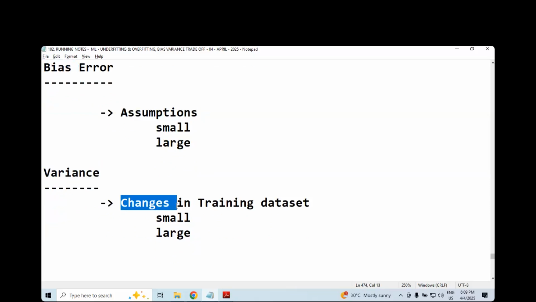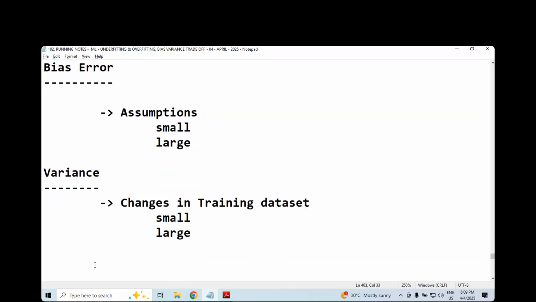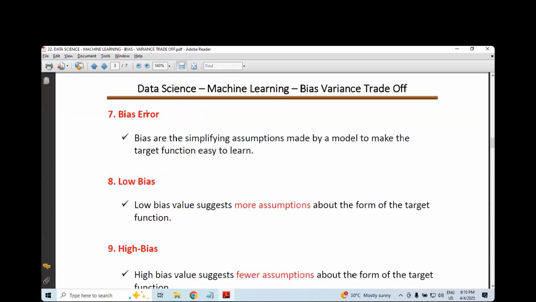Let me talk about bias error. Read the definition first. Bias is the simplifying assumptions made by a model to make the target function easier to learn. I understand you didn't understand. I will explain slowly.